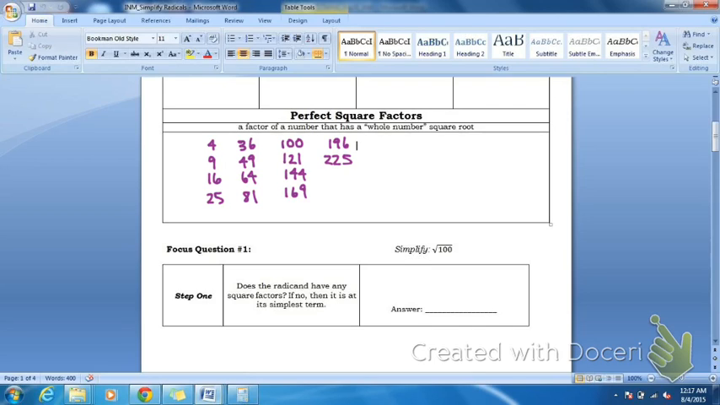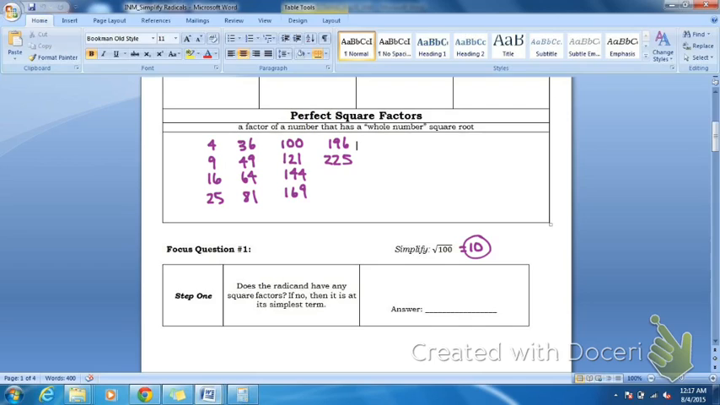So for any of these, you could take the square root of 225 and get a whole number like 15, or take the square root of 100 and get 10. Any of these you could simplify if you had a radical around it, because they are perfect squares. So let's try the first one. We want to simplify the square root of 100, which we just said equals 10.